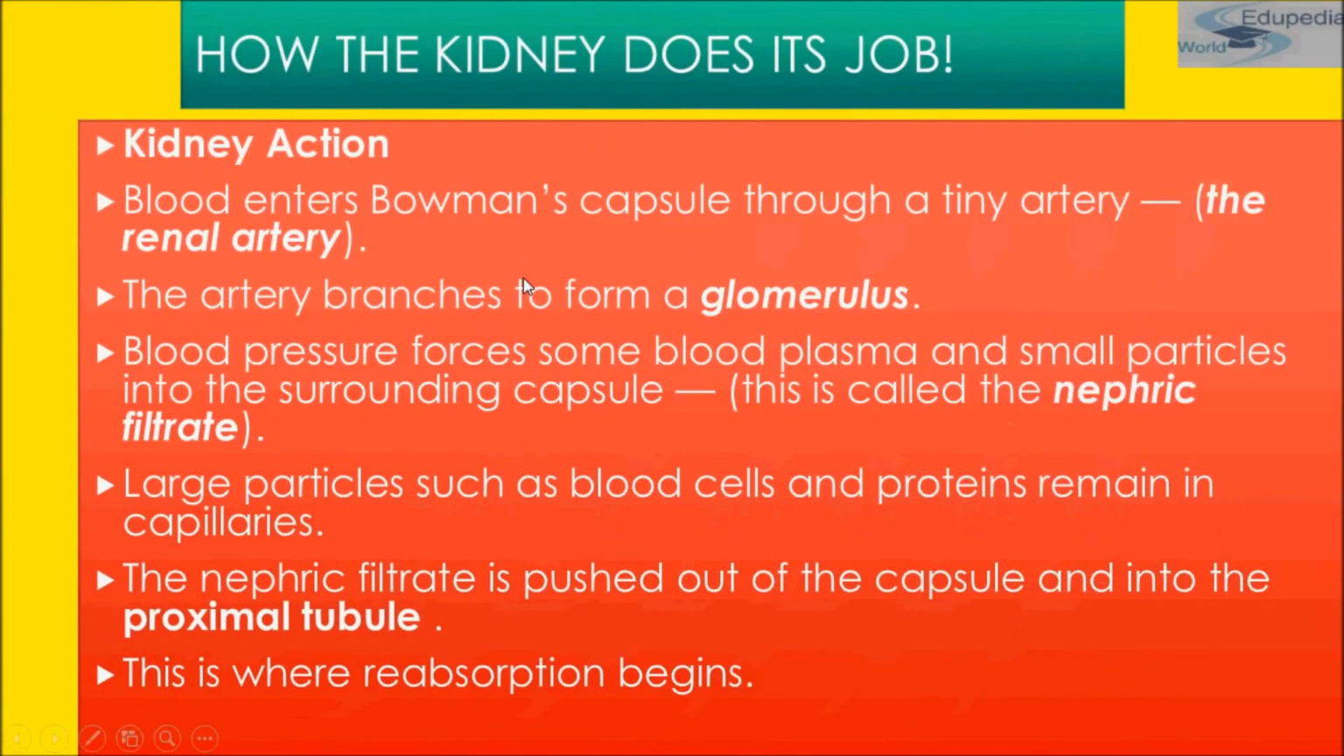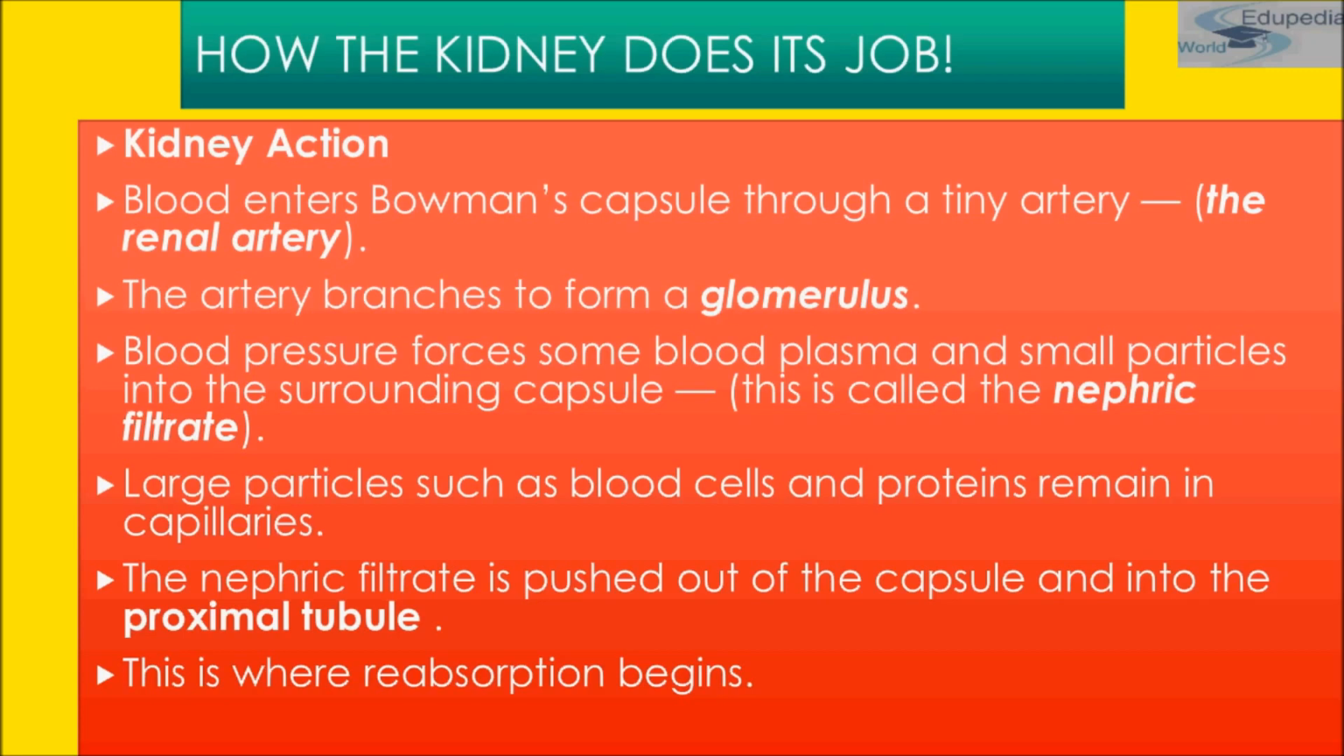Now how does the kidney do its job? This is the summarization here. Kidney action is, blood enters Bowman's capsule through a tiny artery, which we call the renal artery, and then the renal artery splits and forms a tuft or knot of capillaries, which we call the glomerulus. The blood pressure forces some blood plasma and a small material into the surrounding capsule, which is called the nephric filtrate.